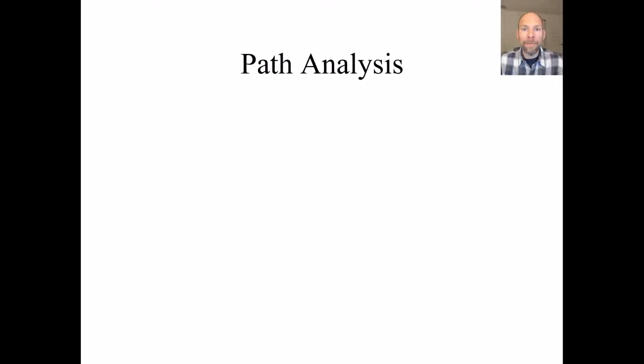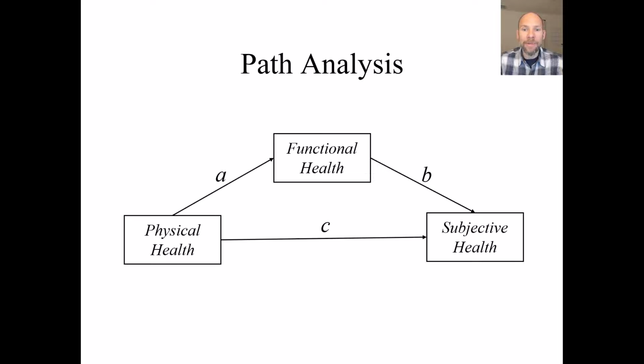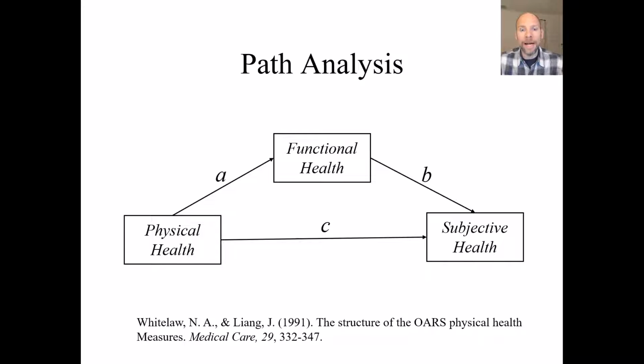Here's an example of a path analysis with manifest variables. This is a path model taken from health psychology, a model that was proposed by Whitelaw and Young in 1991 for the relationship between physical health and subjective health. And so the idea in this path model here is that there is a mediated effect of physical health on subjective health via functional health, which is characterized here by the A and B paths. In addition, there's also a direct path, C, of physical health on subjective health.